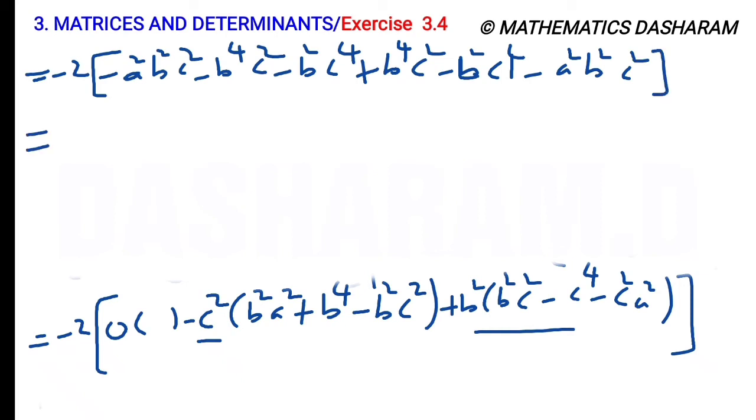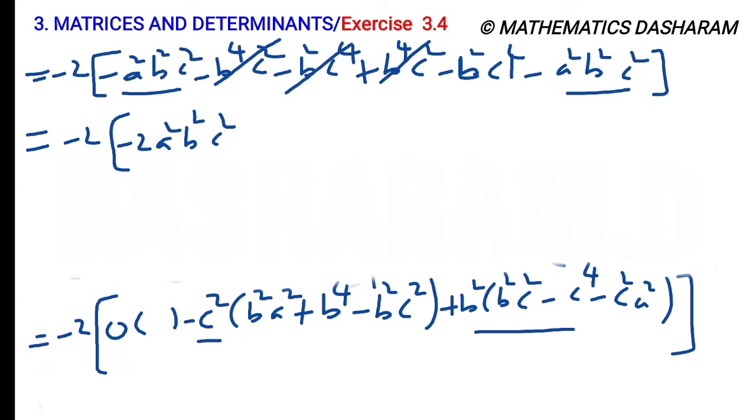So it is equal to minus 2 into minus a square b square c square minus a square b square c square minus 2a square b square c square minus b to the power of 4 c square plus b to the power of 4 c square minus b square c to the power of 4 minus b square c to the power of 4. So then minus 2 into minus 2, so plus 4 a square b square c square.